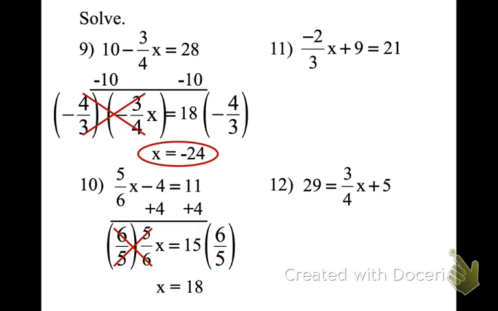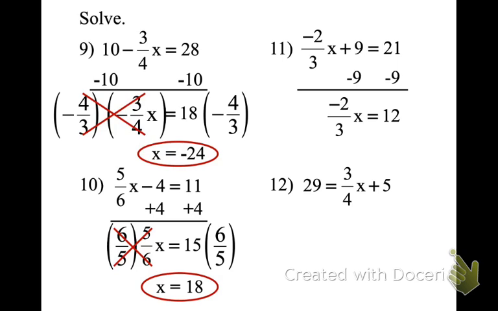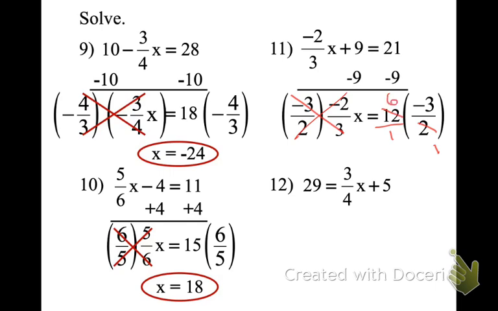Okay. Number 11, we're going to subtract 9. And then I'm going to multiply both sides by the reciprocal of what's next to x. So multiply by 3 over negative 2. On the left side, we cross cancel. On the right side, 2 goes into 2 once and into 12 6 times. So 6 times negative 3 also equals 18, but it's a negative.